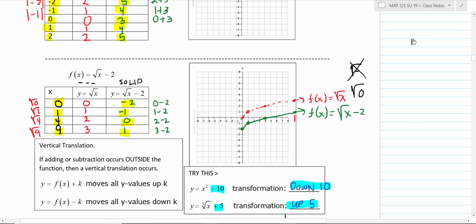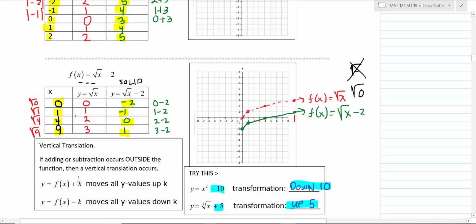All right, so go ahead and check and see if you got everything filled out right. The table, this would be your points, 0, 0, 1, 1, 4, 2, 9, 3. So your graph of the elementary function square root of x should look like that. And then everything went down 2. So what you're doing is taking these y values and subtracting 2. So 0 minus 2 is negative 2, 1 minus 2 is negative 1, 2 minus 2 is 0, 3 minus 2 is 1. So basically everything just moved down 2 points, all the y's did, so that would be what your final graph looks like.